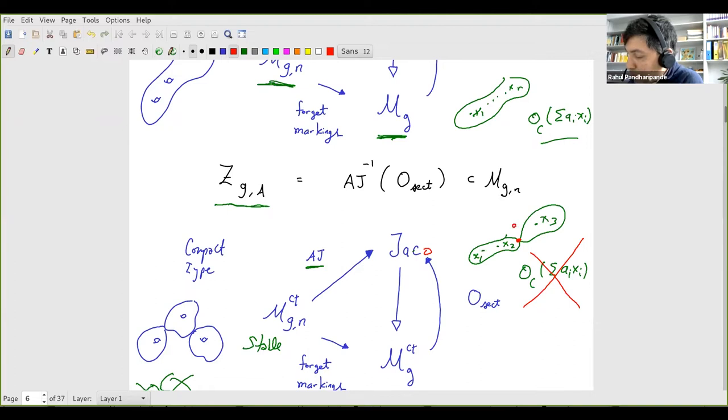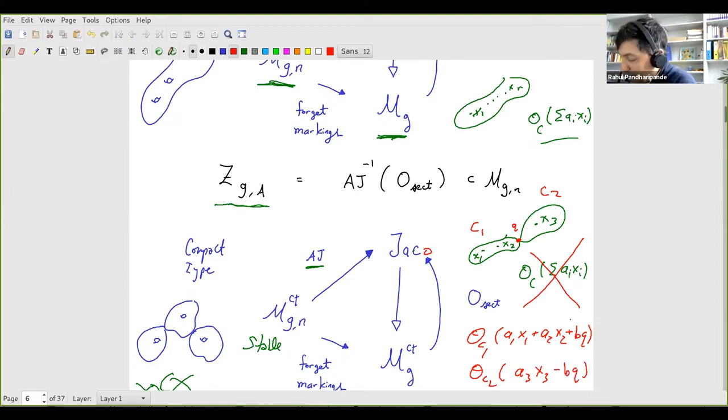So if this is point Q here, then I can make the line bundle on C1 here, C2. I can make it on C1 to be OC1 of a1 x1 plus a2 x2 plus bQ. And on the other one, I can have a3 x3 and put a minus bQ. And in this case, b is just going to be a3. So sorry, b is equal to a3. And so there's a canonical way to twist the naive answer to get a line bundle that's degree zero on every component, and that's the Abel-Jacobi map, and that's in some sense the only difference in the previous discussion.